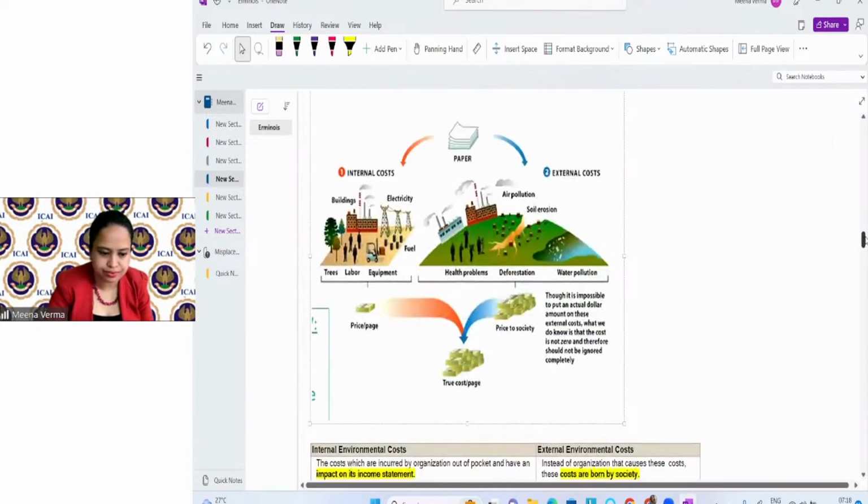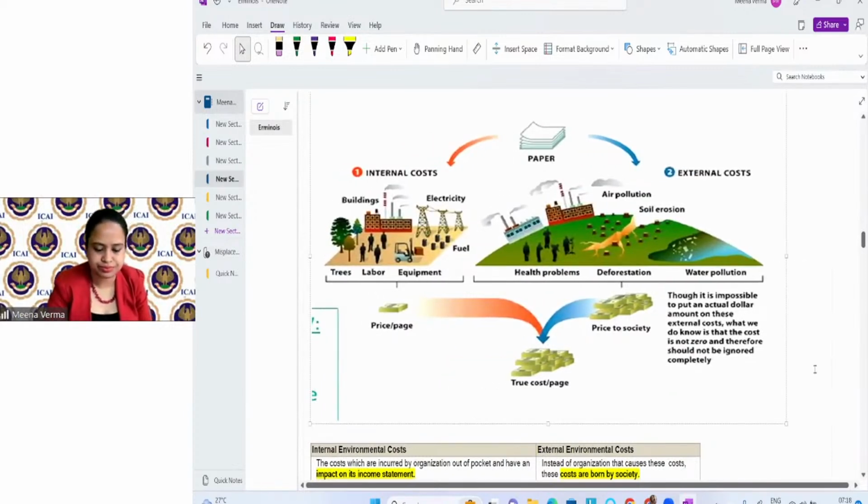Give me 1 minute. I hope the image is visible to all.